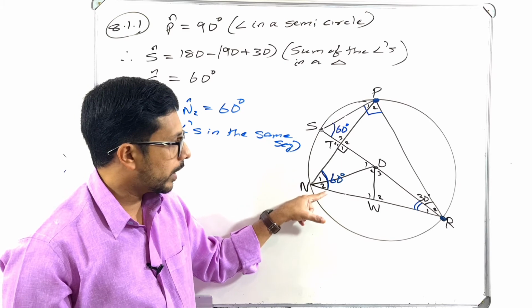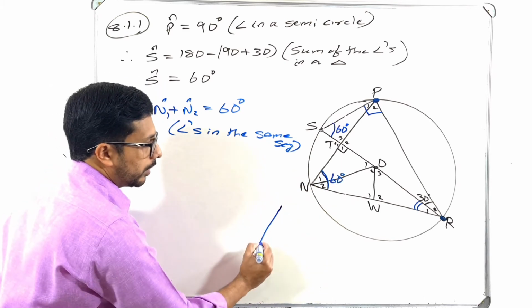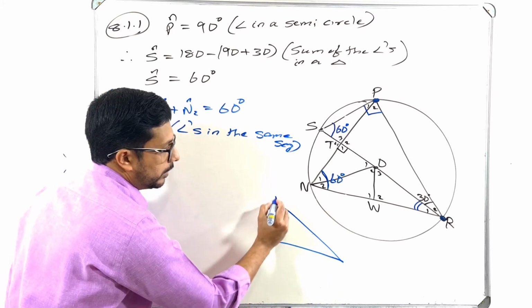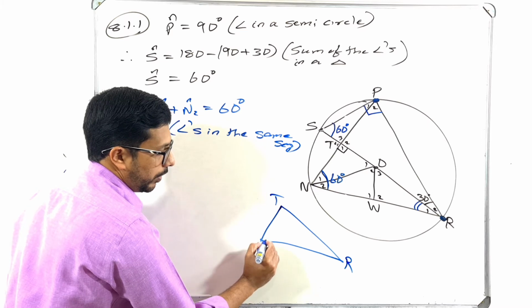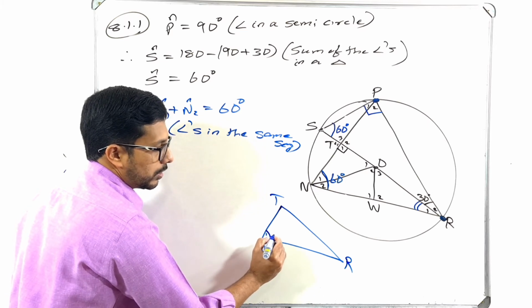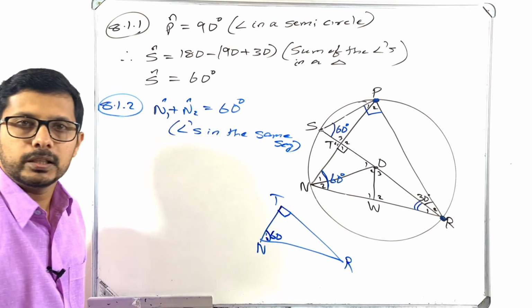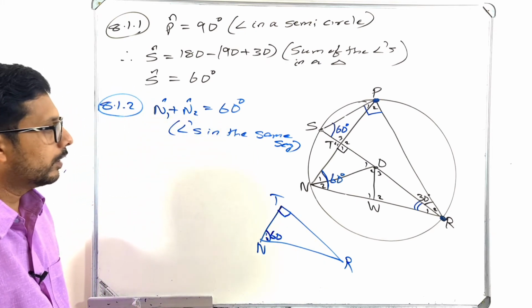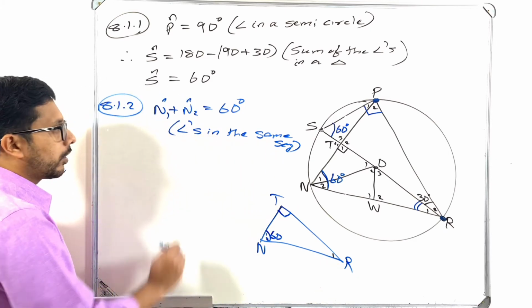Okay. What is this angle N1 plus N2? 60 degrees. I am talking about which angle? TRN. This is T, this is R, and this one is N. N1 and N2 here. Okay. So this total angle is 60 degrees. And we know that this angle is 90 degrees. So what is the remaining angle, this R1? How can you find R1?